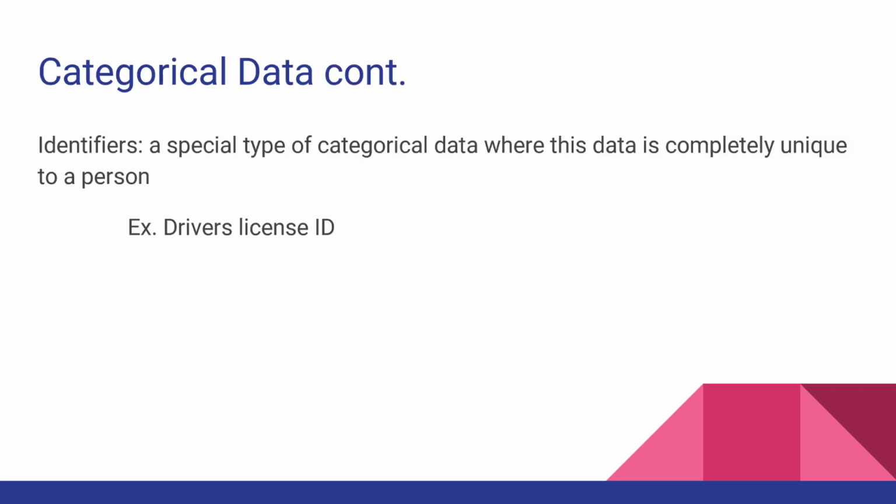There is a special case for categorical data called an identifier. This is where this value is completely unique to a person. For example, most identifiers come in the form of your legal document numbers, so your driver's license ID, your social security number, etc. So anything that is completely unique to a person. This is still categorical, but this time there's just lots of categories, so one category per person, because an identifier is unique to one person.